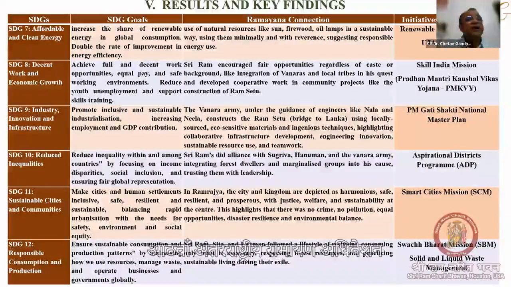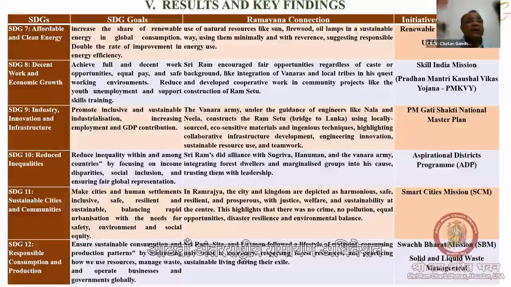Then we find affordable and clean energy, which increases the share of renewable energy. Similarly, we found that during Ramayana, energy sources like the sun, firewood, and lamps were all used. And currently, we have renewable energy targets and the Ujala scheme.